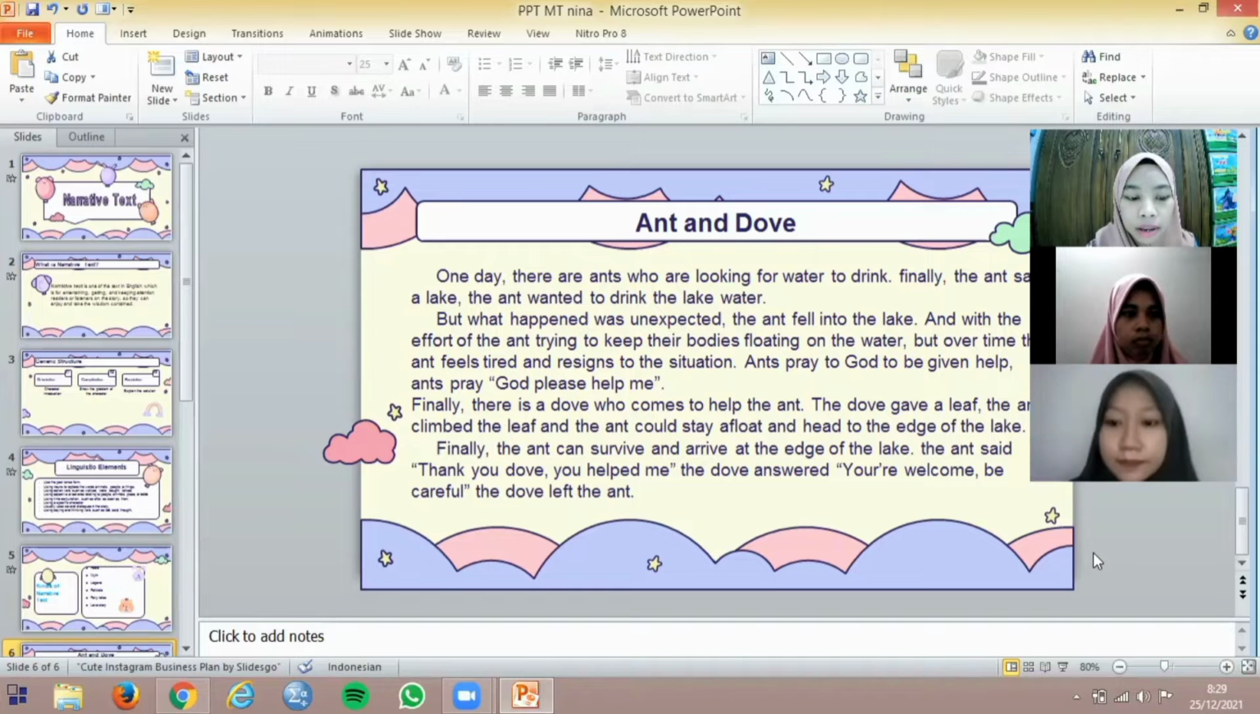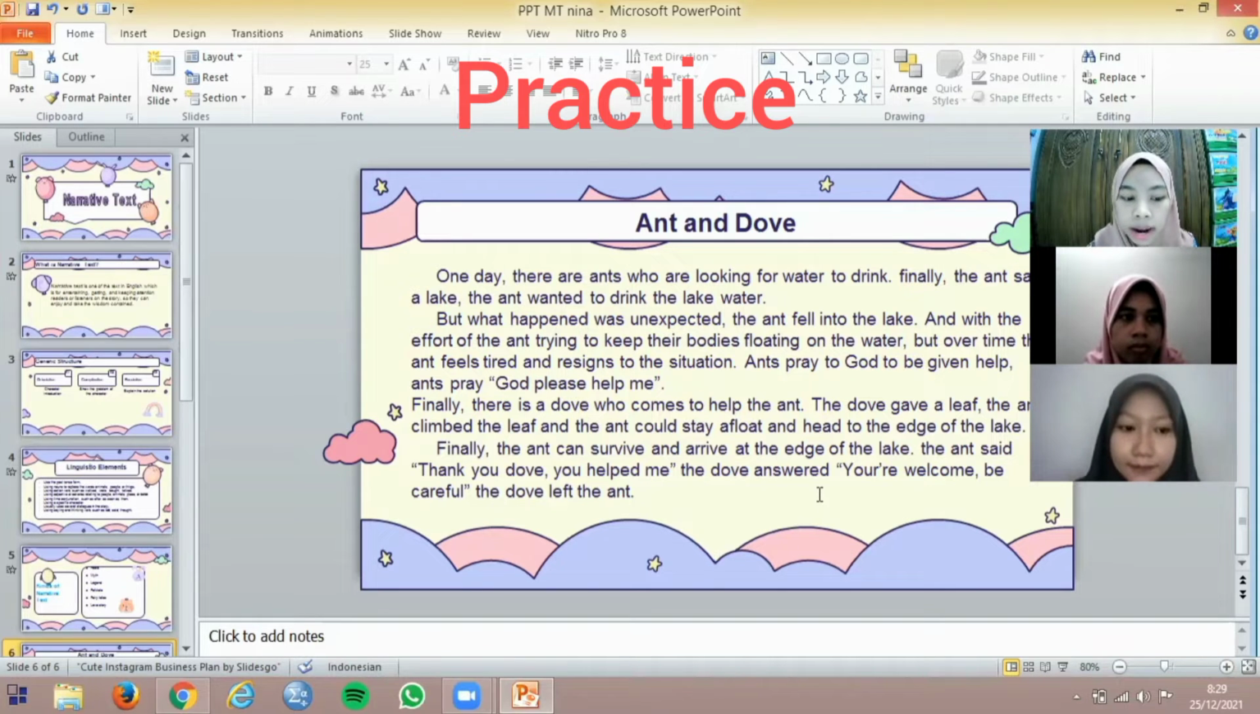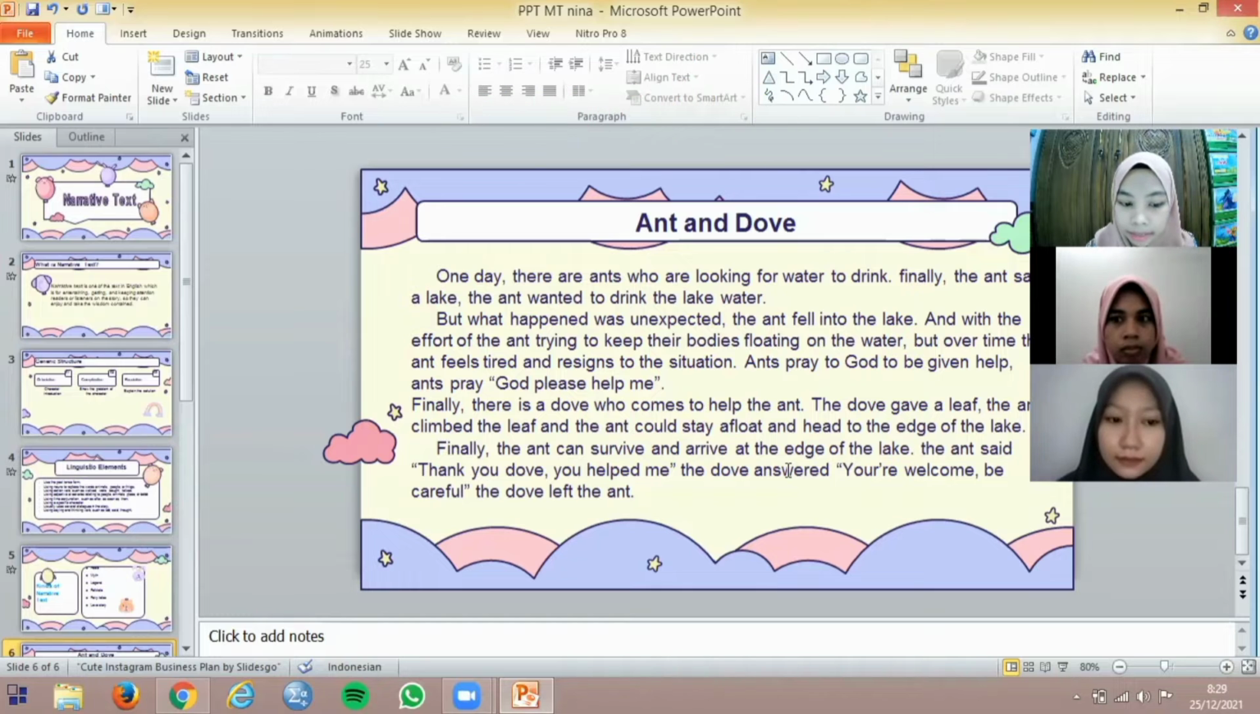Now, after reading and listening to this example, I want you to identify which are the generic structure and the linguistic elements. What do you get from this narrative text? And does anyone want to explain just a little bit to us?